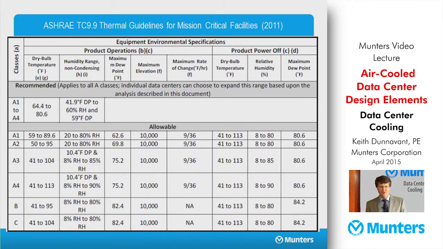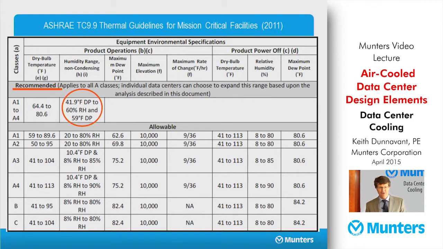Here we're looking specifically at ASHRAE's recommended thermal guidelines for mission-critical facilities. Just to walk you through this, they have recommended conditions for the air that is supplied to the server. Their recommendation for dry bulb temperature is 64.4 Fahrenheit as the minimum, with a maximum of 80.6. These are the temperatures of the air recommended to go right into the inlet of the server. So that's dry bulb temperature.